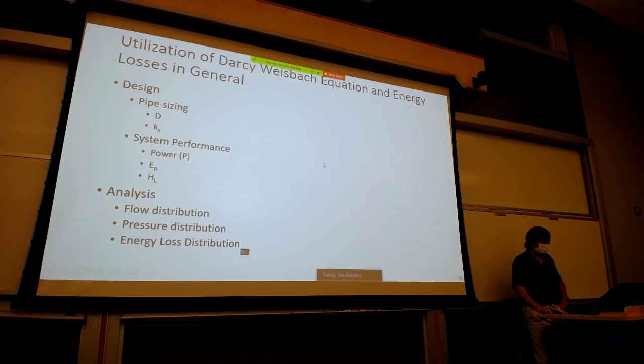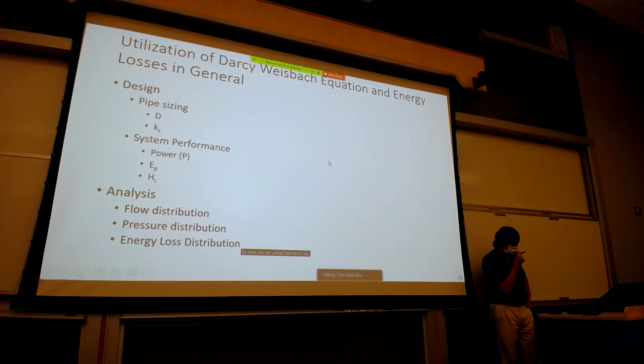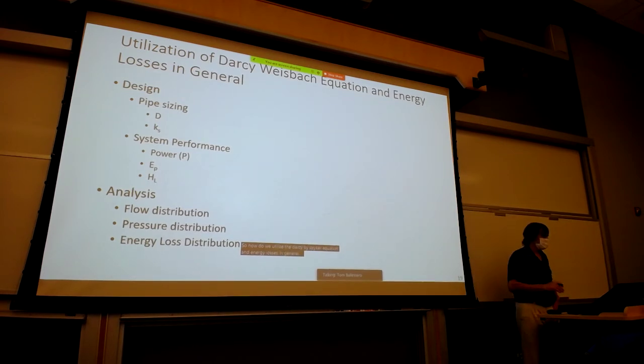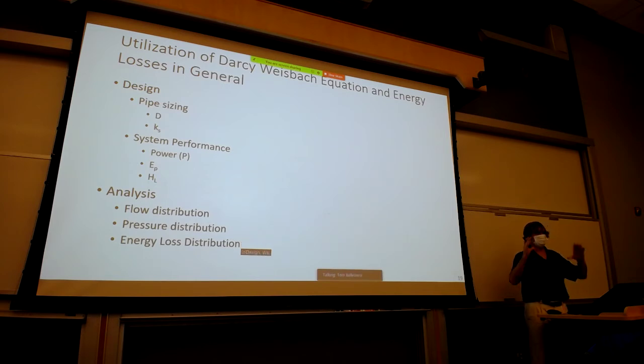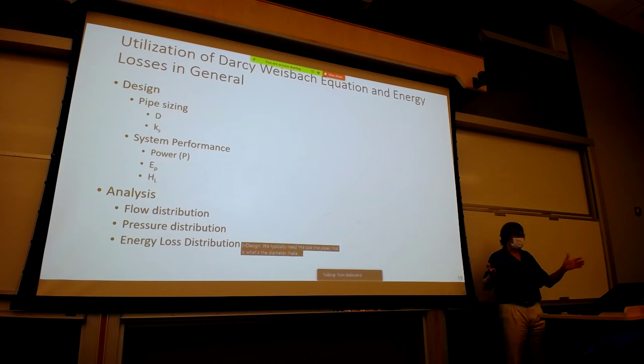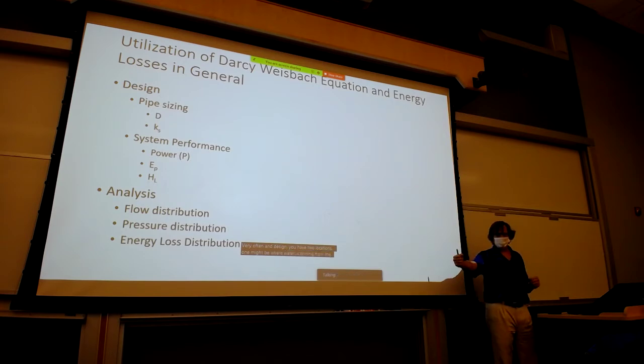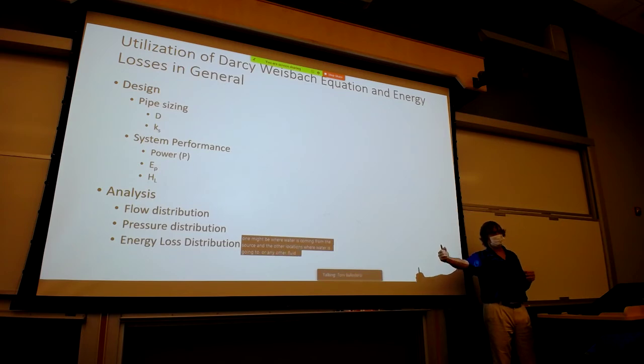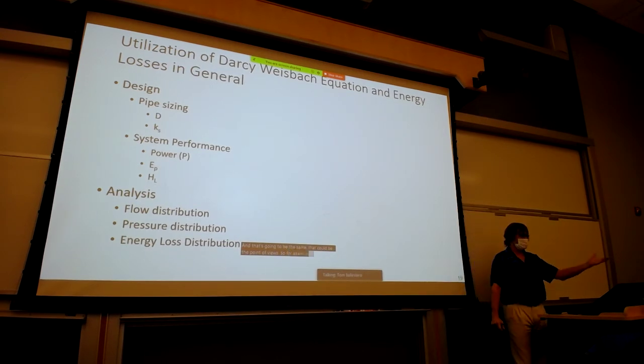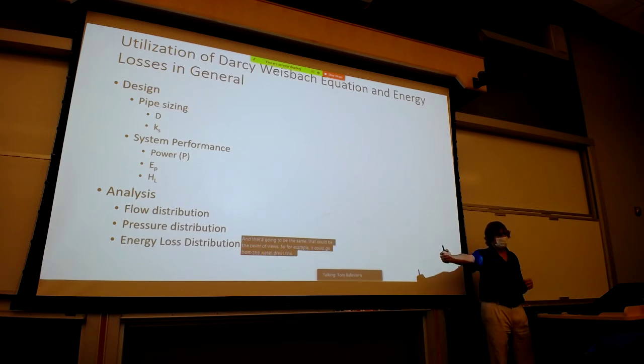So how do we utilize the Darcy-Weisbach equation and energy losses in general? In design, we typically need to size the pipes. That is, what's the diameter? Very often in design, you have two locations. One might be where water is coming from, the source, and the other location is where water is going to, or any other fluid. And that's going to be the sink. That could be the point of use. So for example, it could go from the water treatment plant right to your faucet.